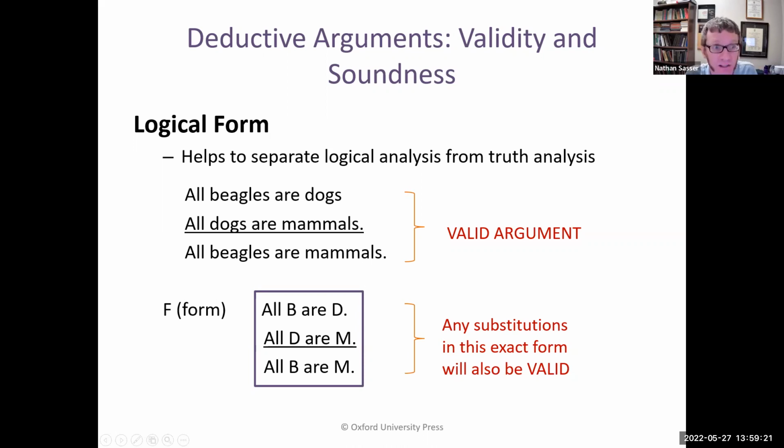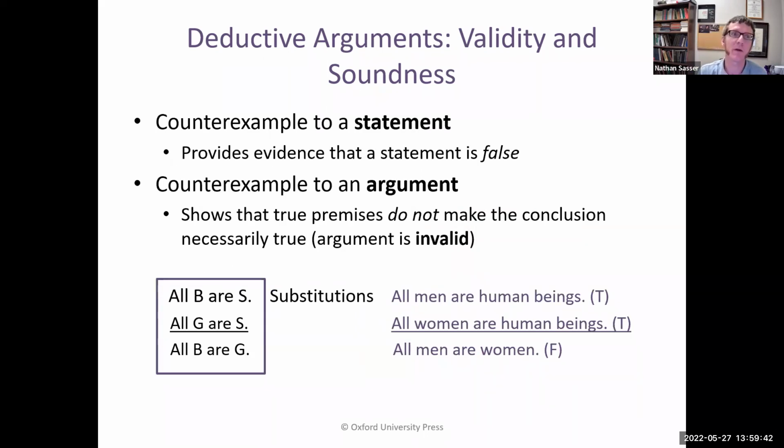Make beagles B, make dogs D, make mammals M. And here's what you get. The point is, any argument with that form, no matter what you plug in for B, D, and M, is going to be valid, because it's structure alone, not the actual content, that determines logical correctness. And this leads us to a method of determining counterexamples for the validity of arguments. This is where things get mind-bending, okay?